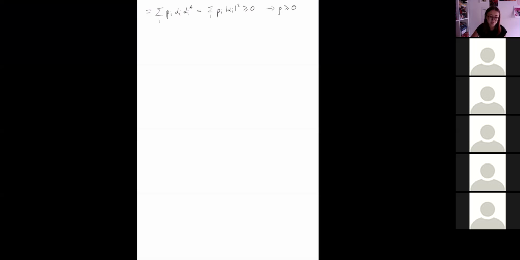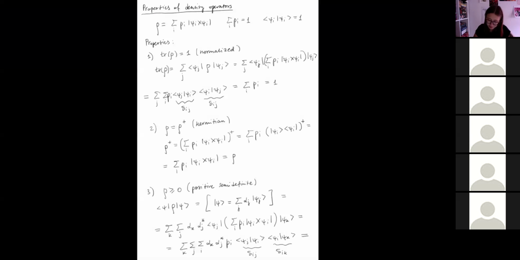So these were the properties of the density matrices. So again, 3 main properties: first, its trace is 1, so it's normalized; it's Hermitian, it equals the Hermitian conjugate of itself; and it's also positive semi-definite.